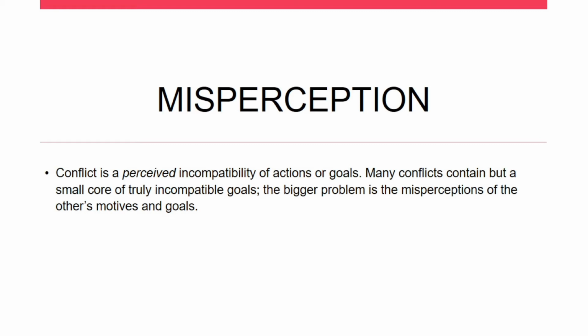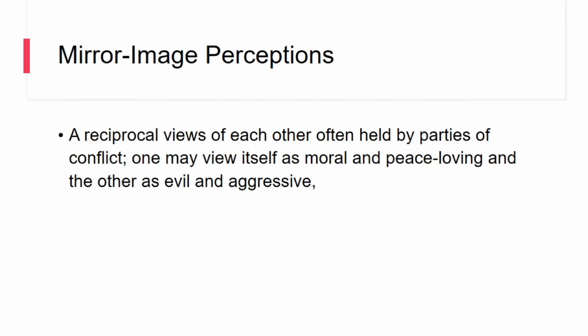One symptom of groupthink is a tendency to perceive one's own group as moral and strong, and the opposition as evil and weak. There's also the in-group bias and the negative stereotypes of the out-group. To a striking degree, the misperceptions of those in conflict are mutual. People in conflict attribute similar virtues to themselves and vices to the other. Mirror-image perceptions are reciprocal views of each other, often held by parties in conflict.